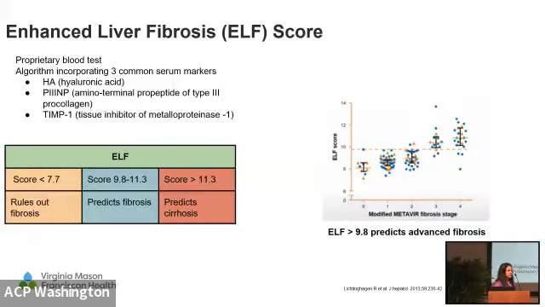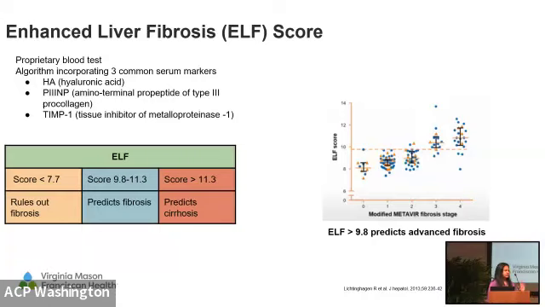A couple of other non-invasive tests that I thought I could talk about. One is the Enhanced Liver Fibrosis Score. It was approved, I think, in this country last year, though it's been around in clinical trials for a long time. This uses biomarkers. Again, easy to do. This is available now. It looks at 3 biomarkers and gives you a score.